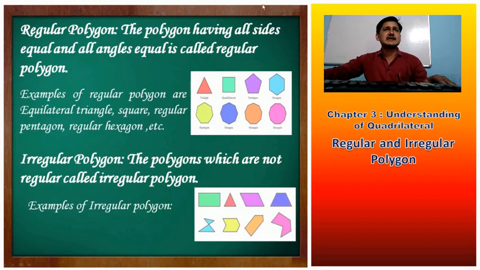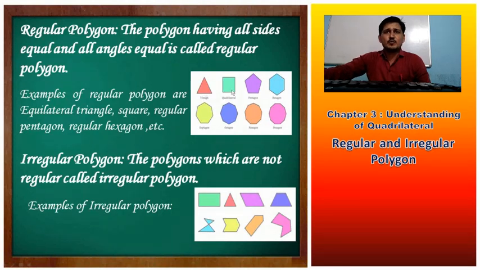The next topic is regular polygon. The polygon having all sides equal and all angles equal is called a regular polygon. If we have a polygon which has all equal sides and all equal angles, such a polygon is considered a regular polygon. I have taken some examples here. This is an equilateral triangle. It has all equal angles and all equal sides. So this is a regular polygon.